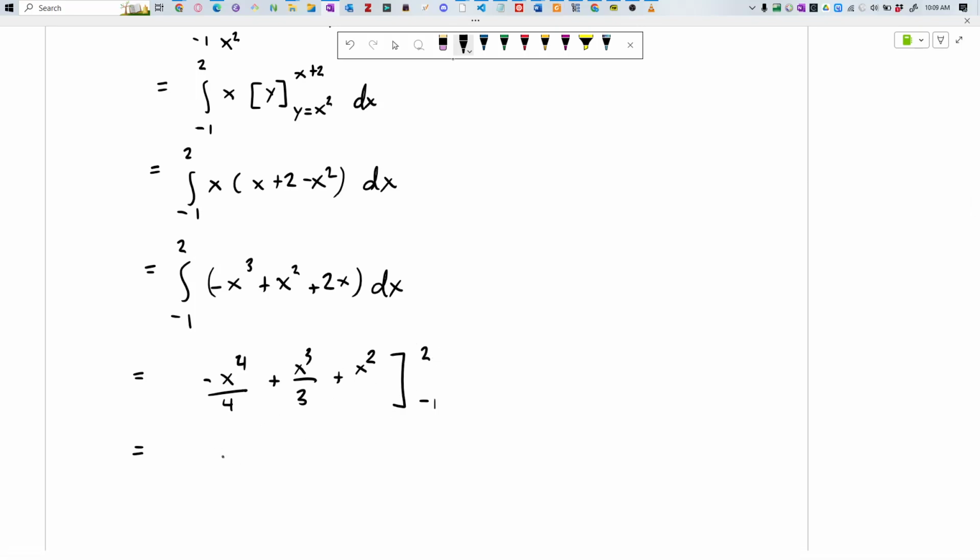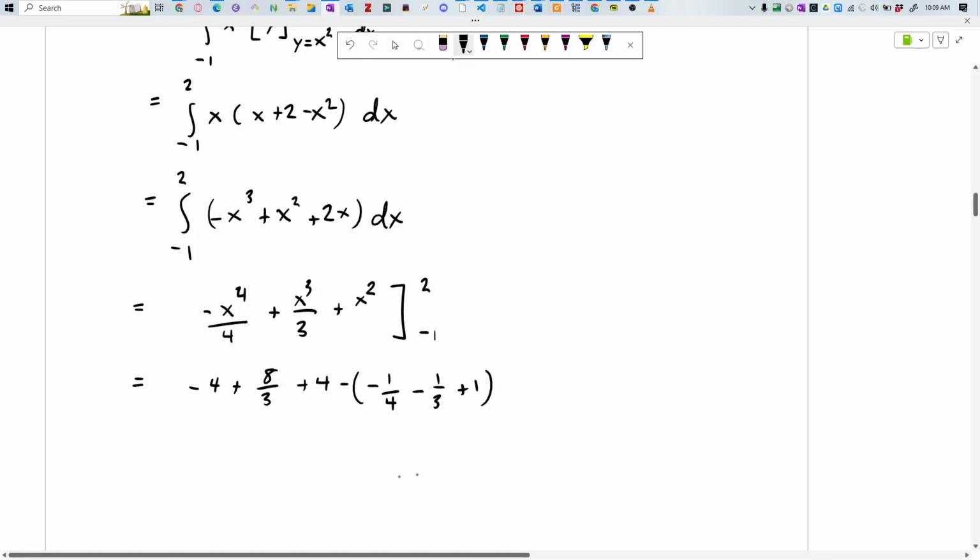So 2, 4, 8, 16, so negative 4 plus 8 over 3 plus 4 minus, plugging in at minus 1, this becomes negative 1 over 4. Right, the negative 1 raised to the 4 becomes plus 1, this negative still hangs around. You have minus 1/3 and then plus 1. Okay. So simplification there. Let's see, what else can we do?